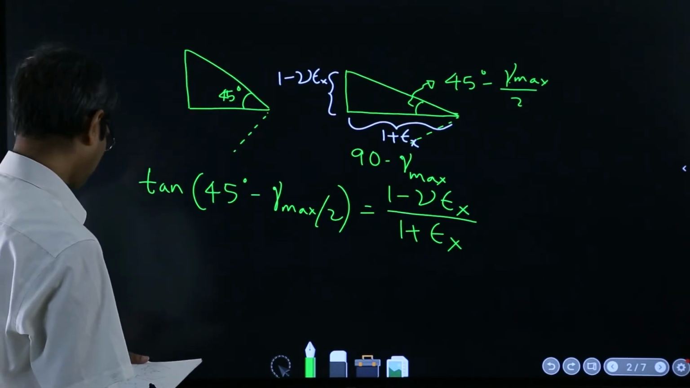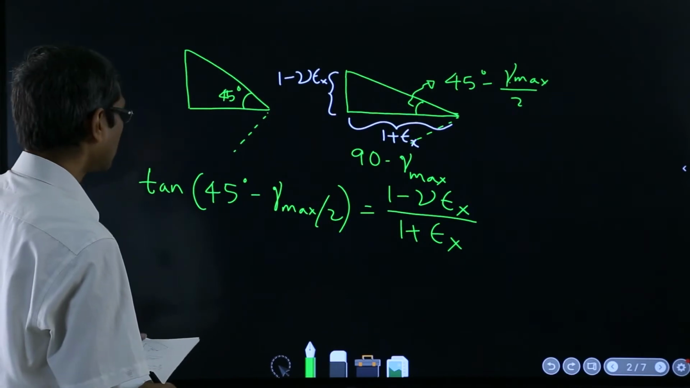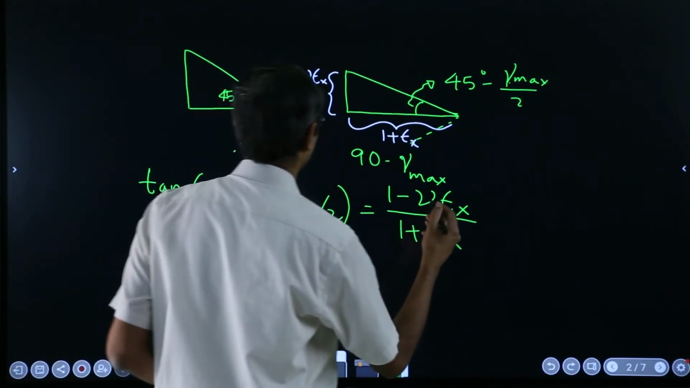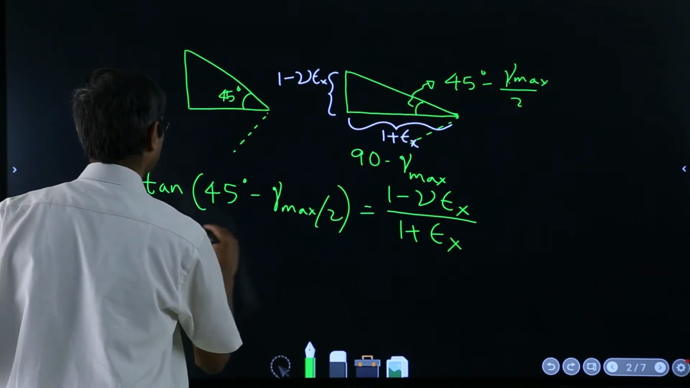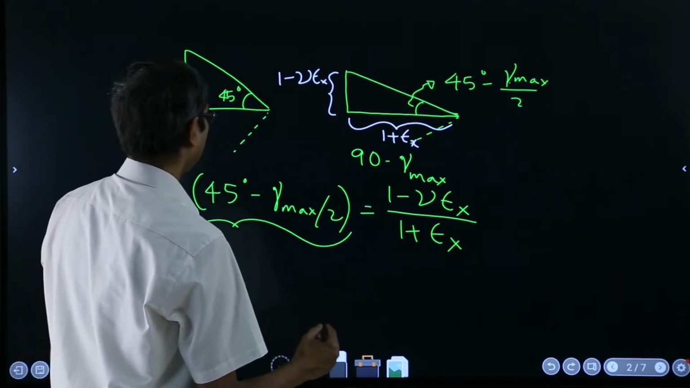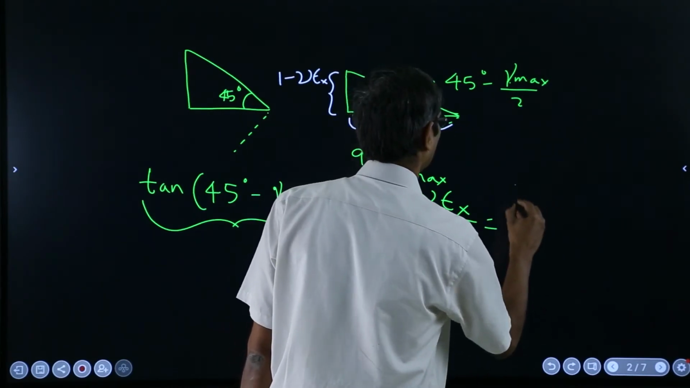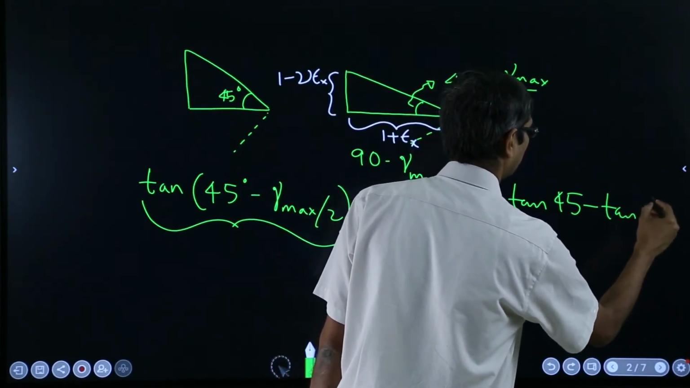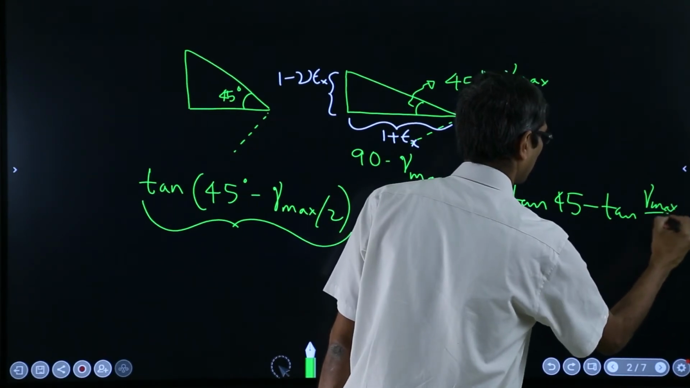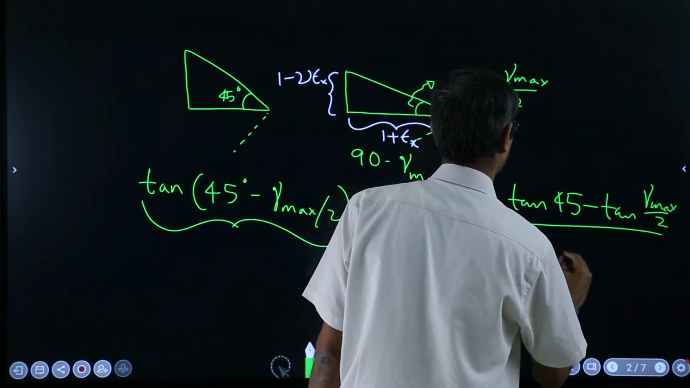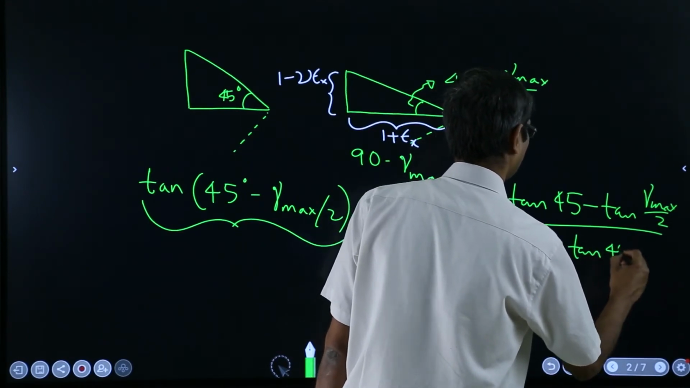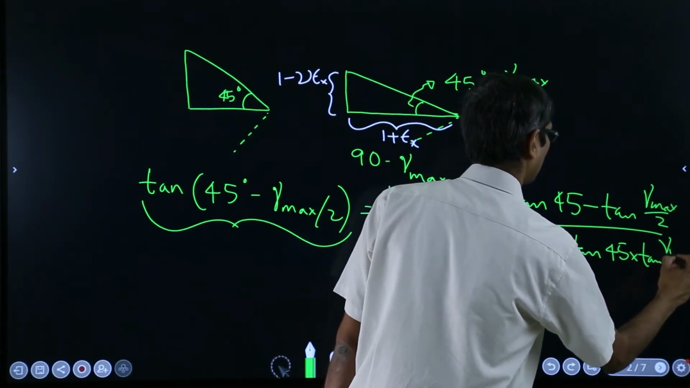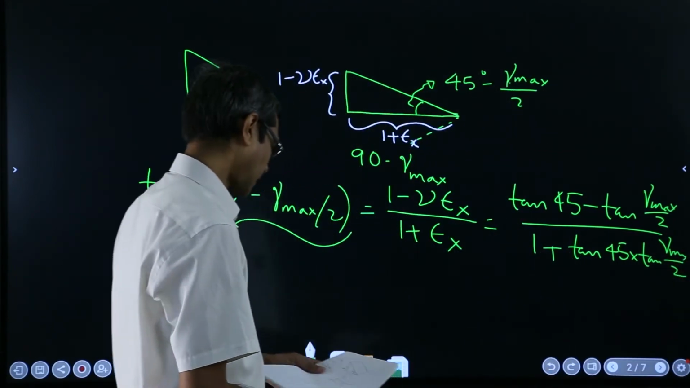and from the other one what we can do is, from this expression we can also write that it is nothing but tan of 45 minus tan of gamma max by 2 over 1 plus tan of 45 times tan of gamma max over 2, right?